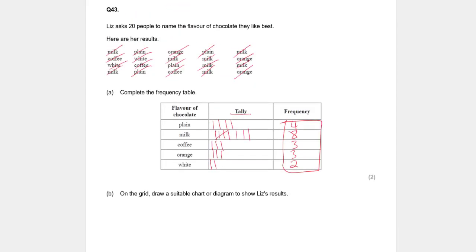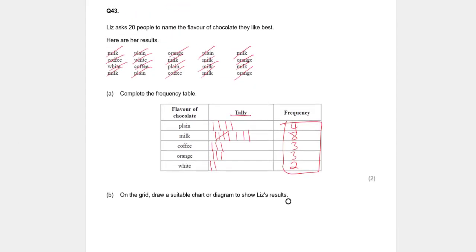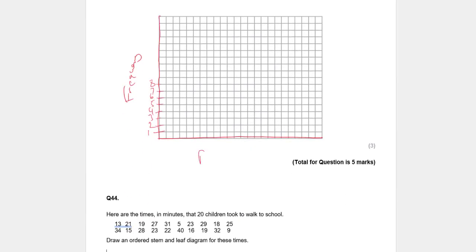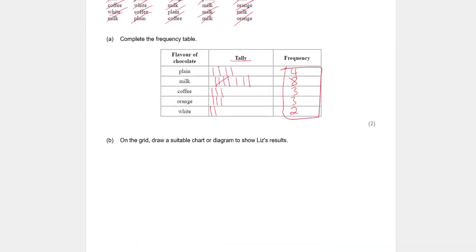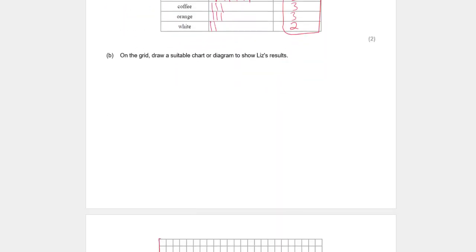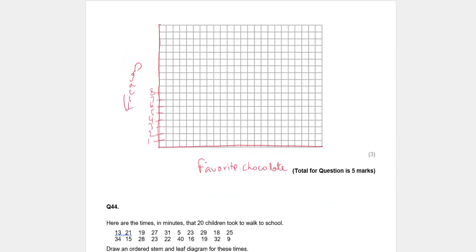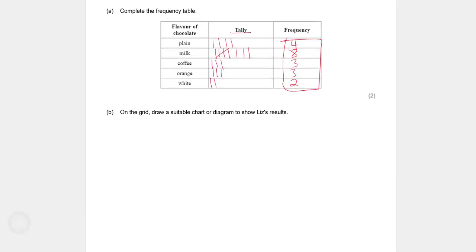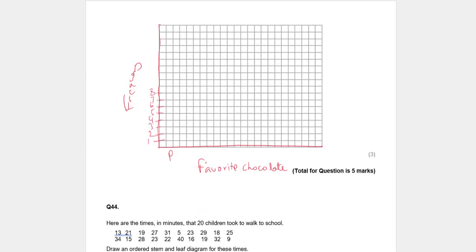And at the bottom we are going to have the flavor of chocolate they like best. Favorite chocolate. Make sure you label it. So we have plain, milk, coffee, orange, white. I'm just going to write the initial letter. So plain, milk, coffee, orange, white.